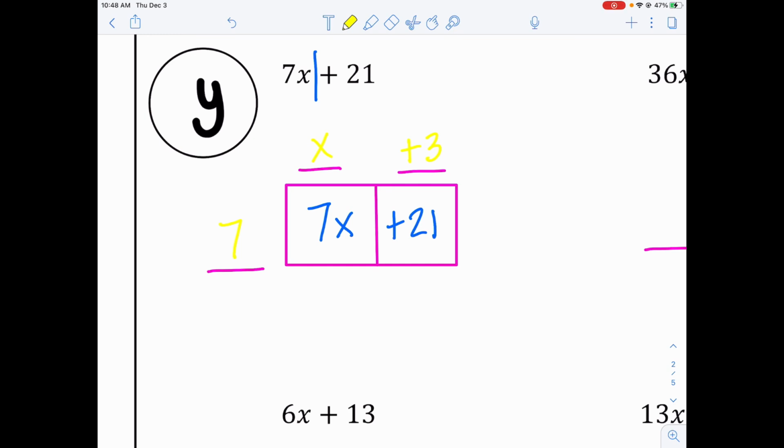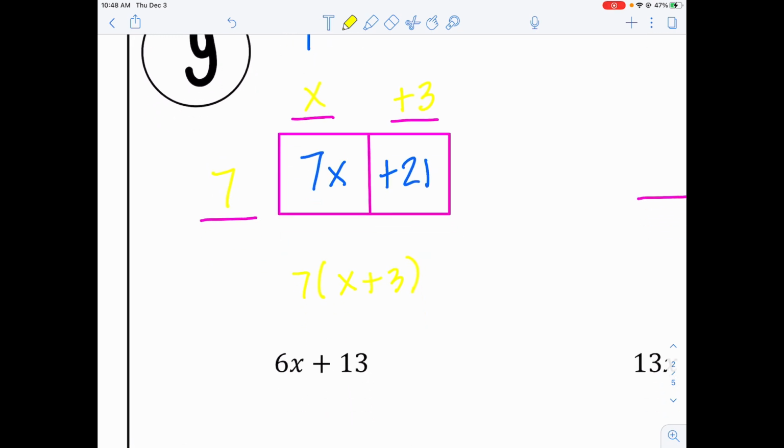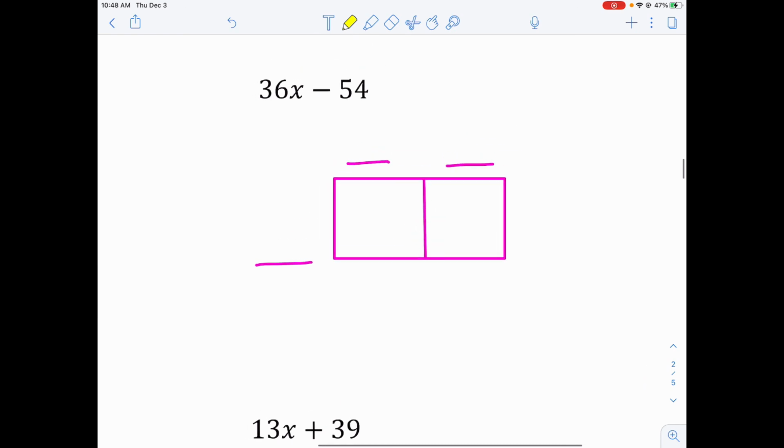Now my final thing is to rewrite it with my parentheses. So I write 7 outside the parentheses, and then in the parentheses I write x plus 3. Now remember, if you're still putting a 1 in front of the x, meaning you have 7 times 1x plus 3, it's not wrong, but start getting used to seeing it without that 1 because the 1 is implied. Let's move on to our next one, 36x minus 54.